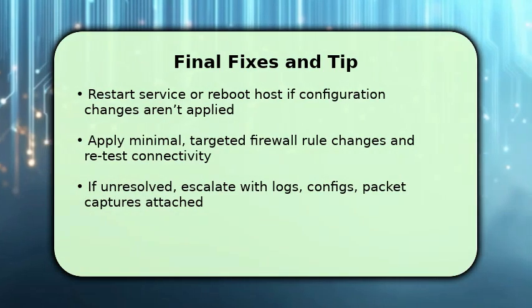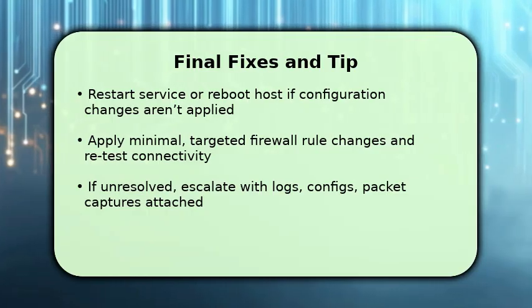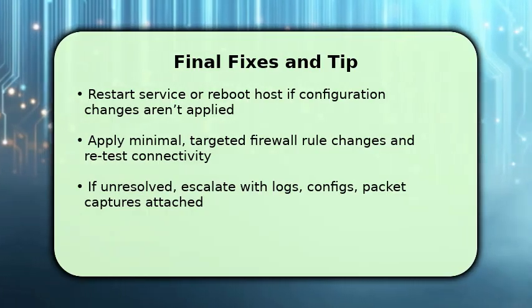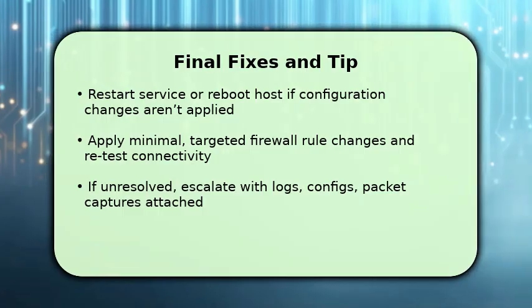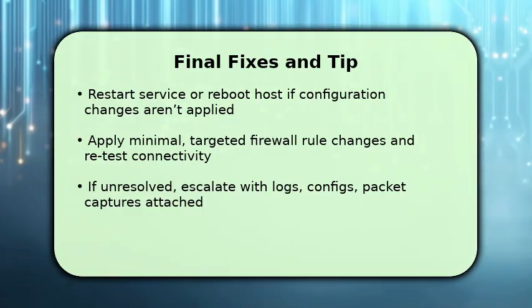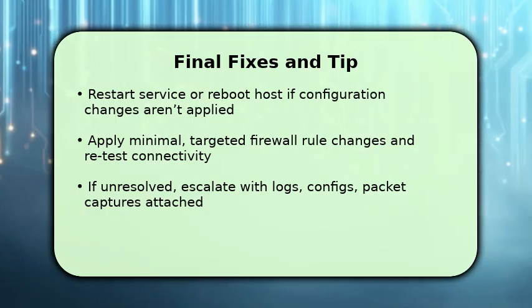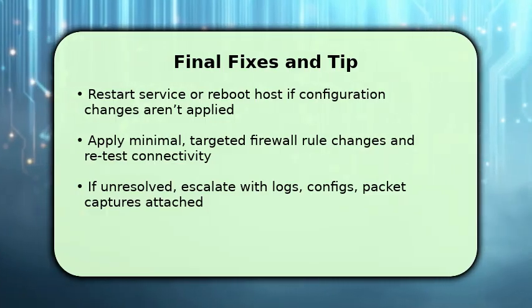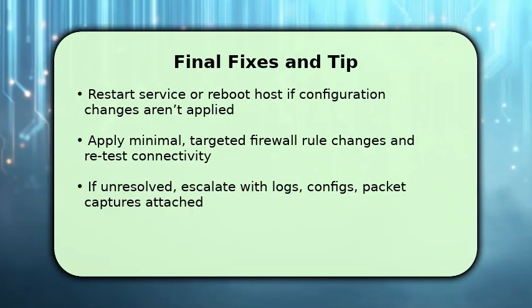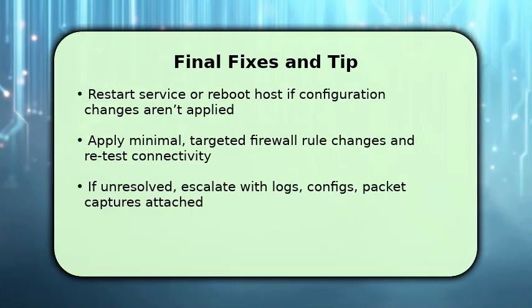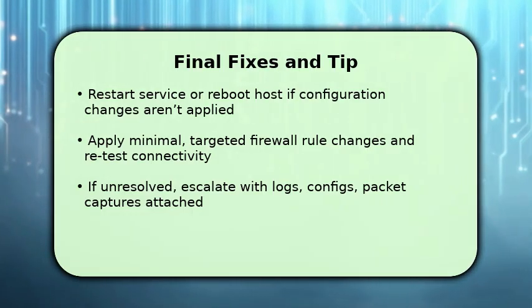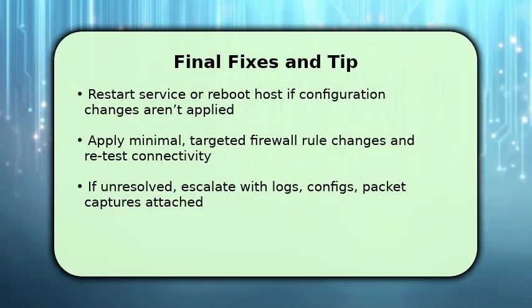Finish by applying the corrective action. Restart the service or reboot the host if changes weren't picked up, and then retest the connection. Make only minimal firewall changes, open the single required port and preserve security, and verify authentication workflows afterward. If it still fails, collect the server logs, client logs, and packet captures and escalate to the administrator or vendor.